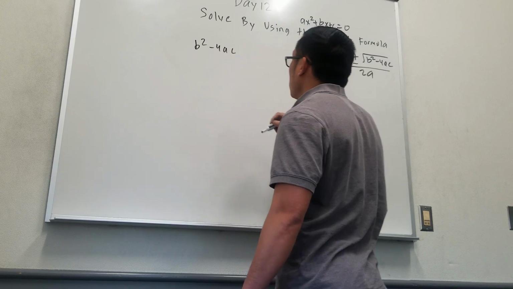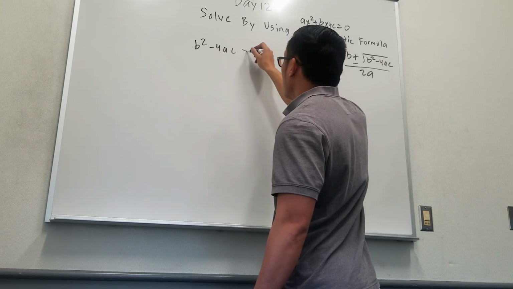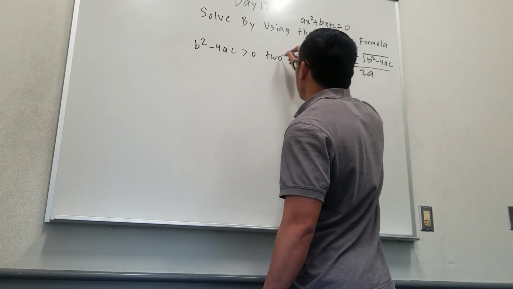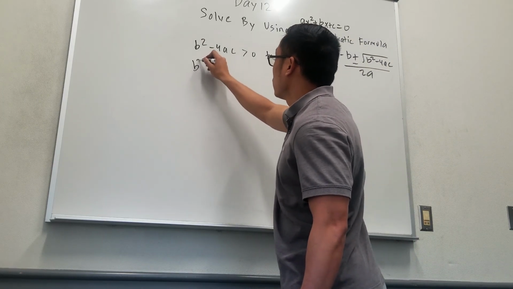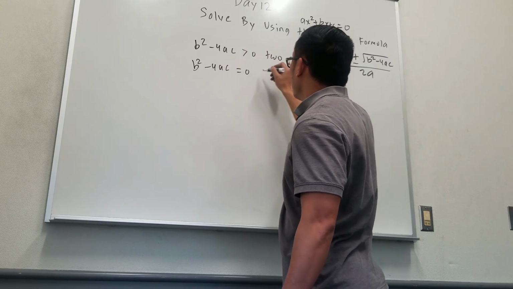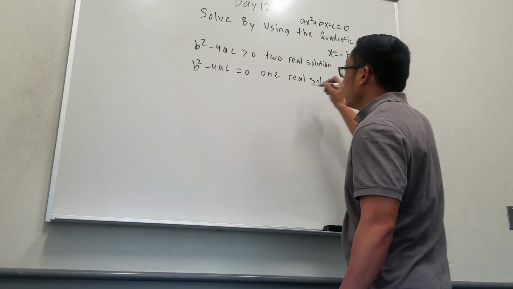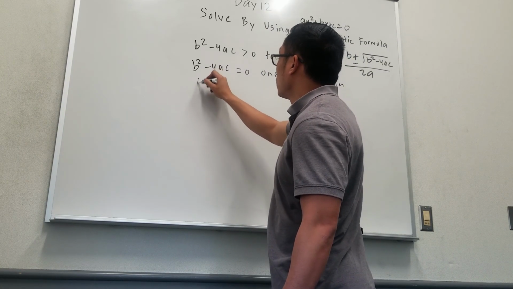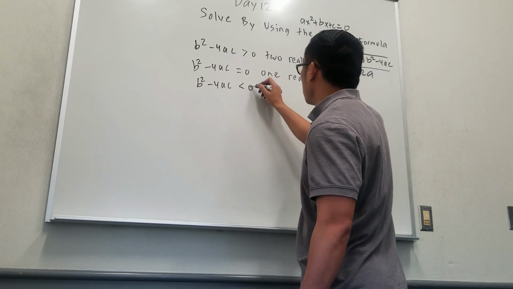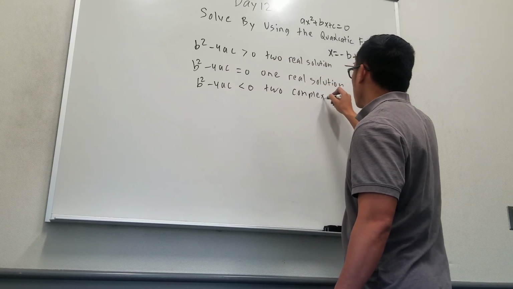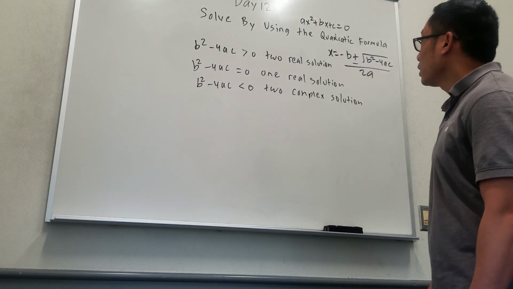Okay, so there are 3 conditions. One is if it's positive, you have 2 real solutions. If it's equal to 0, we have 1 real solution. We didn't do a problem like that, but we'll do one right now. And when it's negative, we have 2 complex solutions. So if somebody asks you to find the discriminant, all you have to say is these.